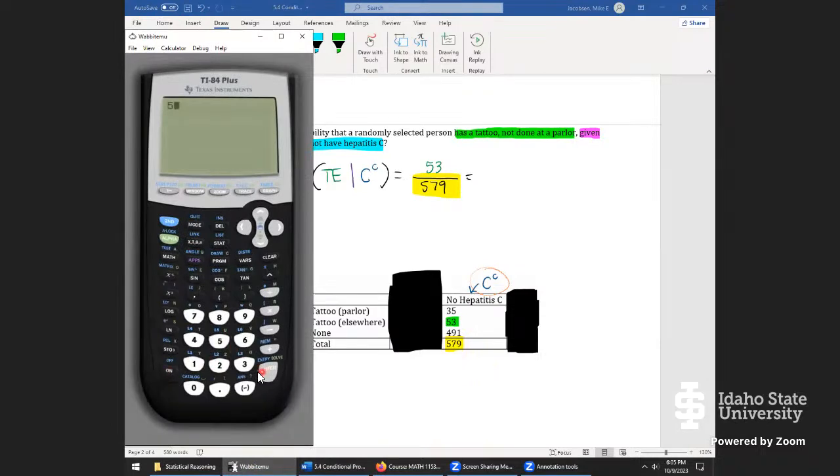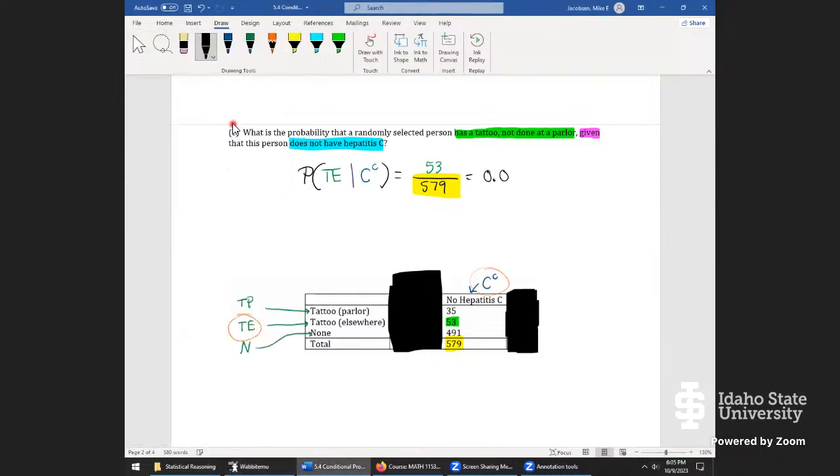So it'll be 53 division by 579 participants gives us a probability. I think this one is to 4 decimal places. So 0.0915, if I copied those in correctly. How does that look to folks so far?